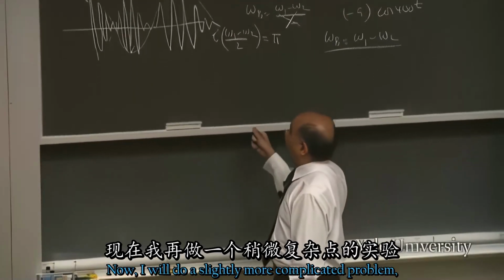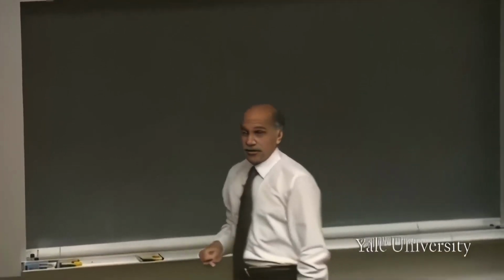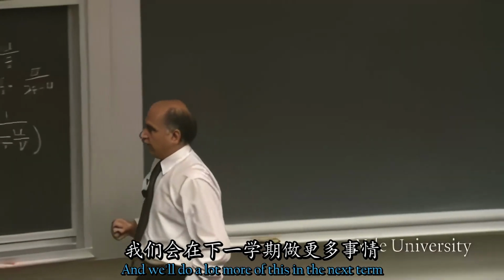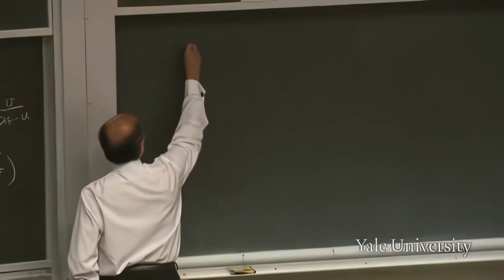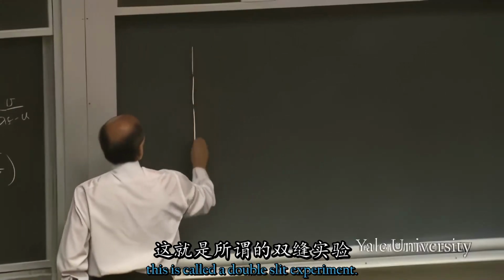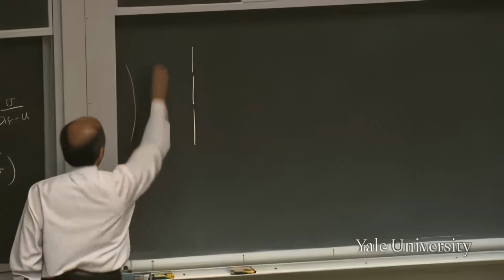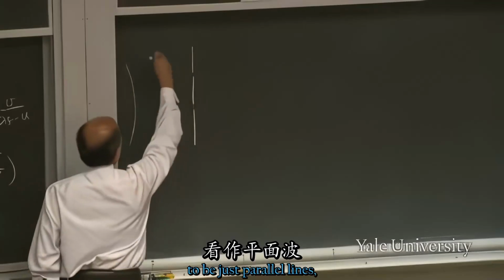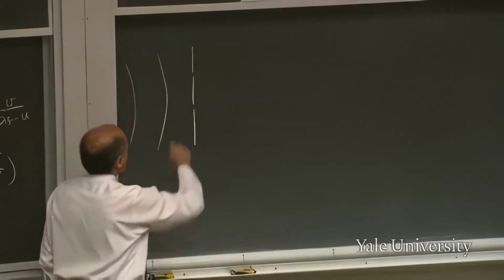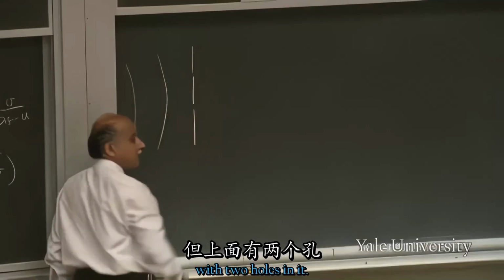Now I will do a slightly more complicated problem where I'm going to add 2 waves. And we'll do a lot more of this in the next term. But right now, you're supposed to have a first pass at this topic. This is called the double slit experiment. You have a source of waves here. The source is so far away that you can treat these to be just parallel lines. And you hit a double slit, namely an impenetrable barrier with 2 holes in it.